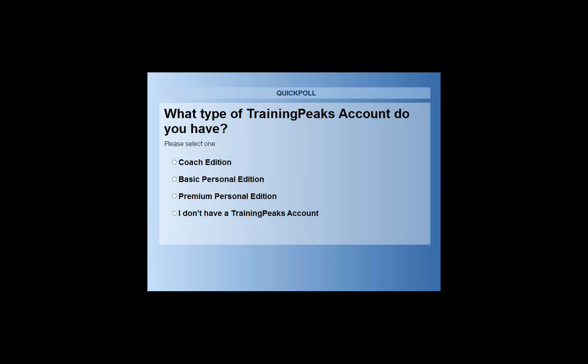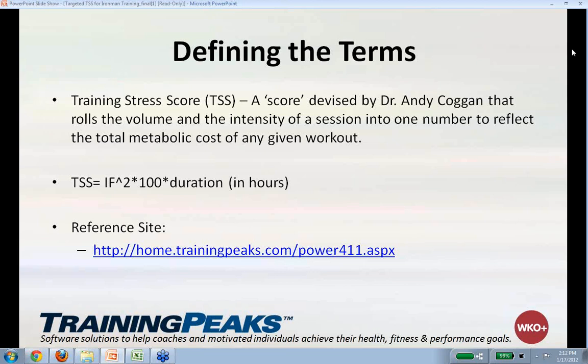So we can start to compare things like an hour training session at threshold. How does that compare to a 6-hour long Ironman specific ride? It's a very useful term, especially for the population that we deal with, who do long sessions, short sessions, the whole gamut. The simplified formula is the intensity factor squared times 100 times the duration in hours, and we'll talk a little bit about intensity factor and some of the associated terms in a minute.